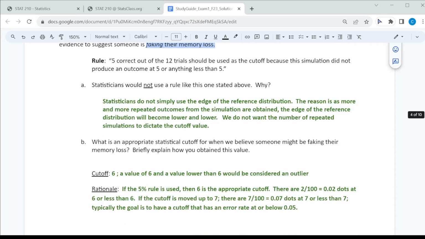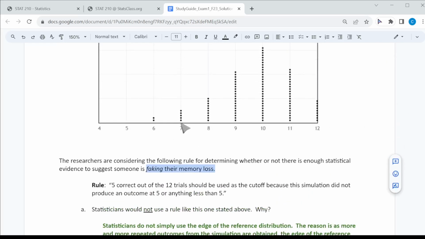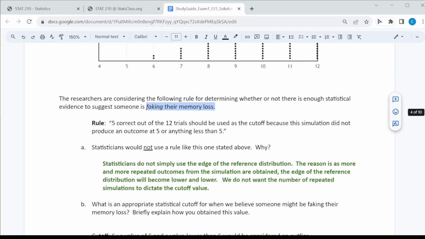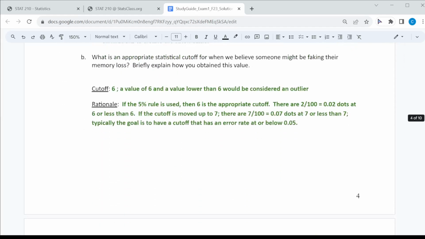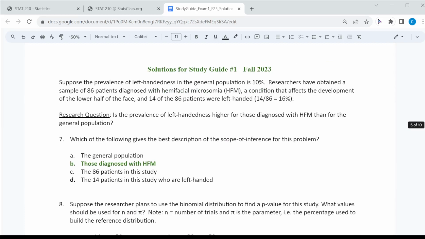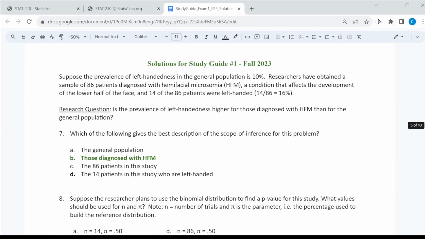Again, I would let you use 7 just so the rationale was provided. If you did say, well, I'm going to use 7 because I think an error rate of 7% is okay, then I would go ahead and count that correct for B. Okay, let's get into our multiple choice now.